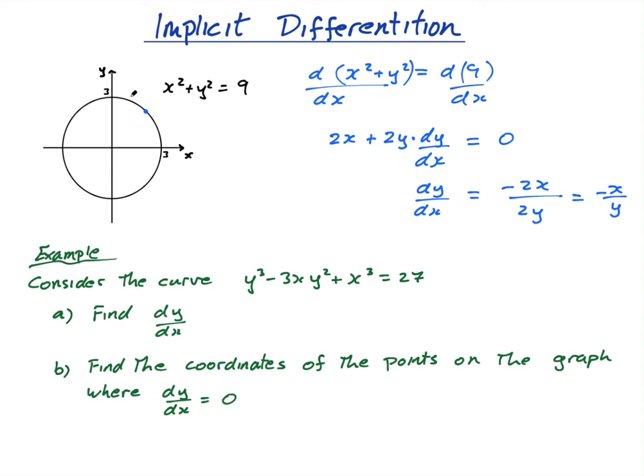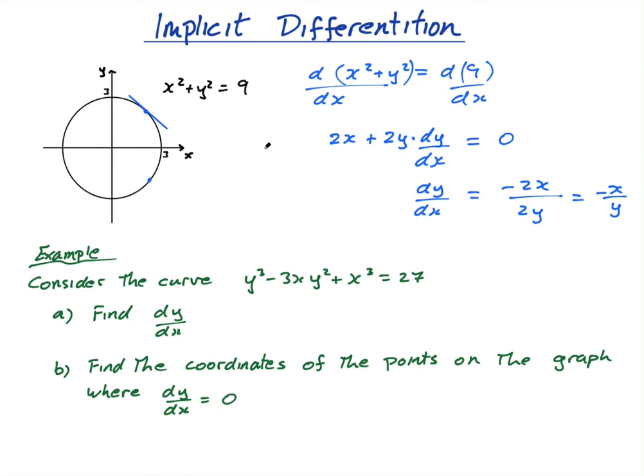It will give me that solution, or that gradient, because I will sub in 2 for x and, well, what is it? The square root of 5 for y. And if I wanted the gradient of the graph at this point, I'd sub in 2 and negative root 5. Okay, so that's kind of the theory of implicit differentiation.